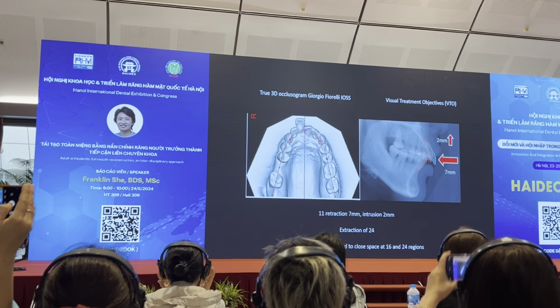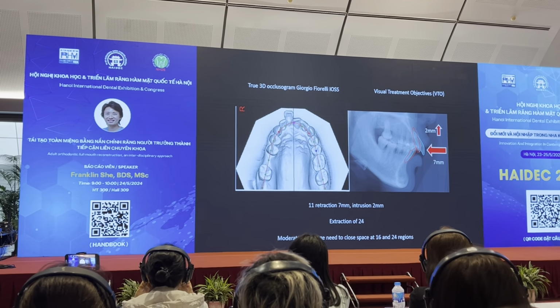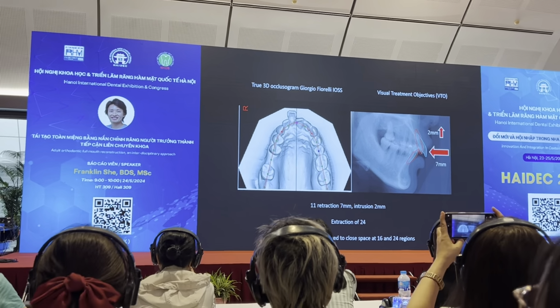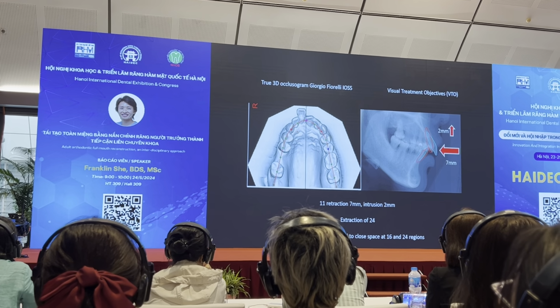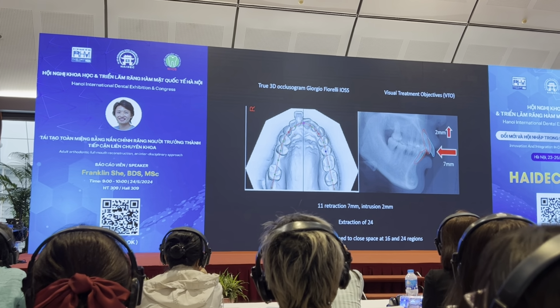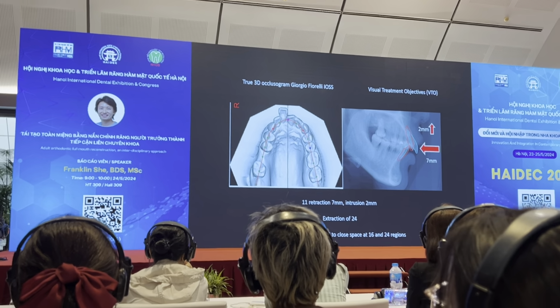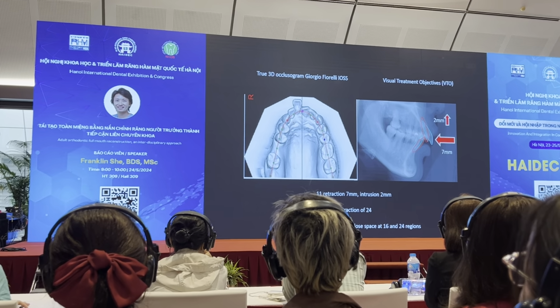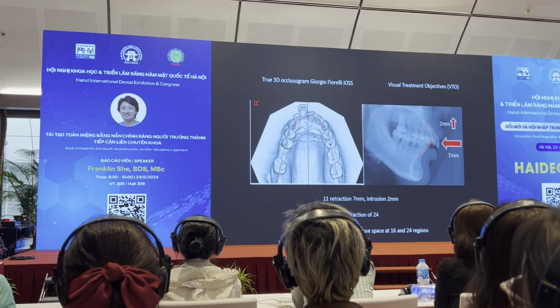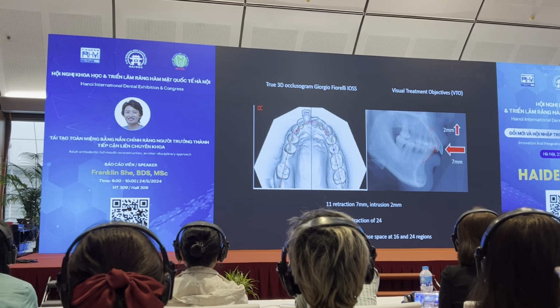The visual treatment objective, or VTO, was set at the lateral cephalogram for 1/1, with the blue line indicating the pre-treatment position and the red line indicating the planned position. 1/1 was planned to have 7 mm of retraction to correct the overjet and 2 mm of intrusion to level the tooth with 2/1.